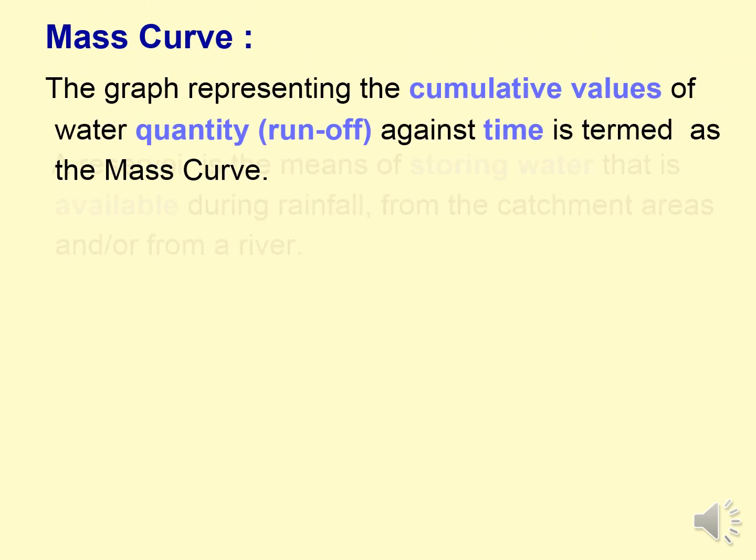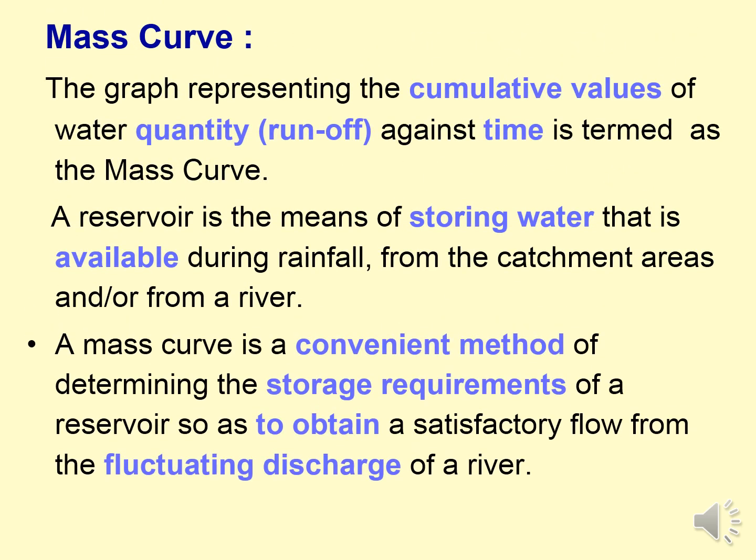So mass curve, we'll see what is mass curve. A graph representing the cumulative values of water against time is termed as mass curve. That is quantity against time. The reservoir is the means of storing water that is available during the rainfall from the catchment area. A mass curve is a convenient method of determining the storage requirement of a reservoir so as to obtain the satisfactory flow from the fluctuating discharge of the river.